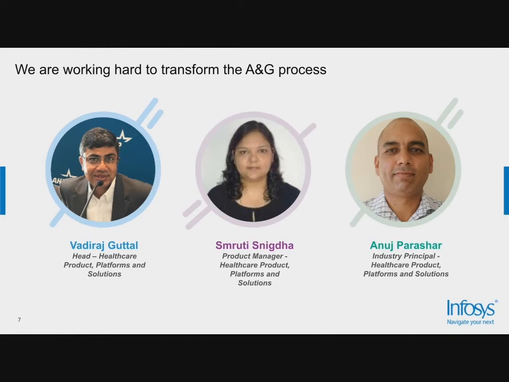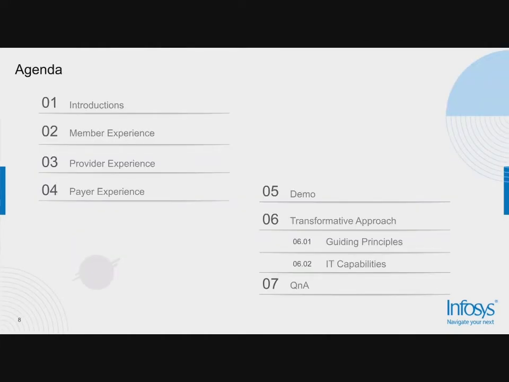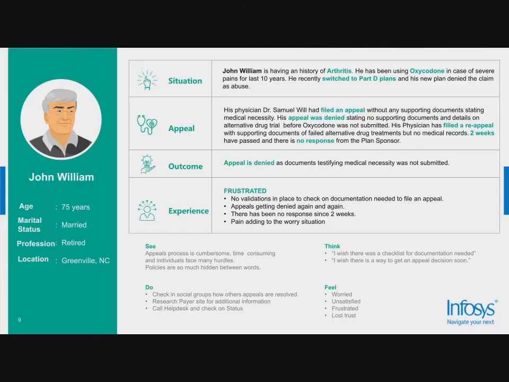Thank you, Vadi. Hello, everyone. At Infosys, our product design uses a design thinking approach. Let's look at this persona of a member, John William, who is a 75-year-old retired individual who has a history of arthritis. He has been using oxycodone for severe pain management, but his recent claim with his new plan was denied as a possible abuse.